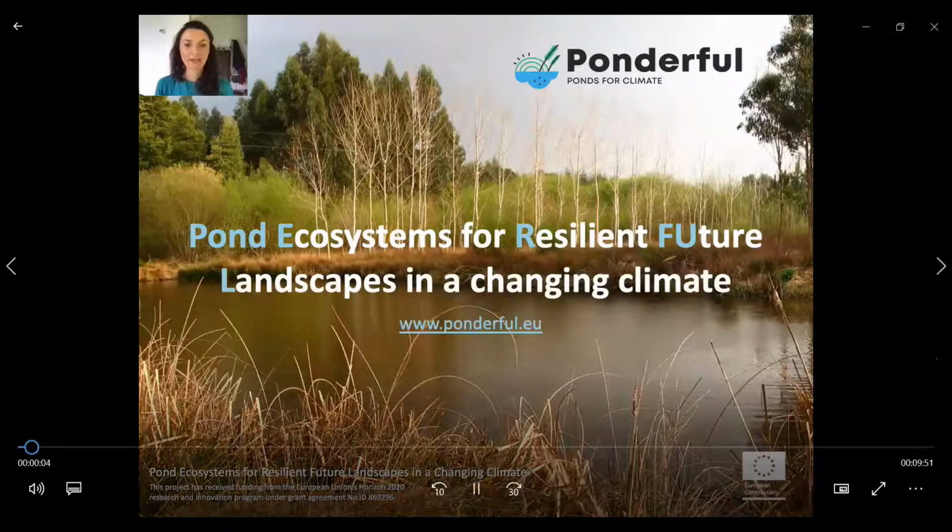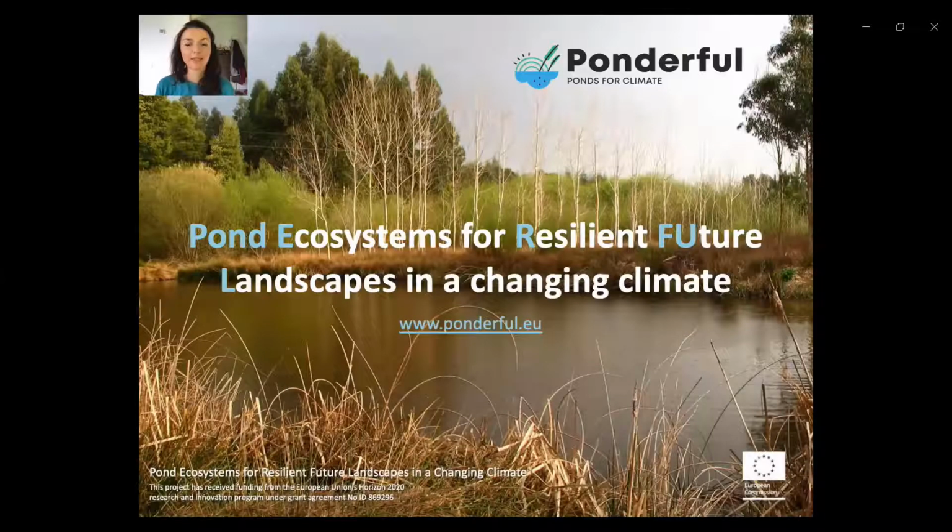And now we are going to the first of two presentations about ponds, more specifically the Ponderful project, which shows that people who are studying this are very fond of their object. Okay. My name is Maria Cuenca. I am a postdoc at the University of Vic in Spain, and I'm involved in the project Ponderful that you have already heard about from my previous colleague. Ponderful is the Pond Ecosystem for Resilient Future Landscape in Climate Change.